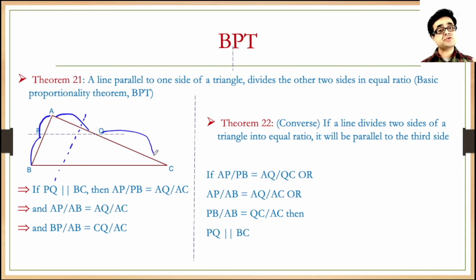And the converse of this theorem is also true. So if you draw a line that you may not know is parallel, which divides the two sides of a triangle into equal ratios, so I don't know if it is parallel or not, but I'm given that AP by PB equals AQ by QC, then that line has to be parallel to the third side.